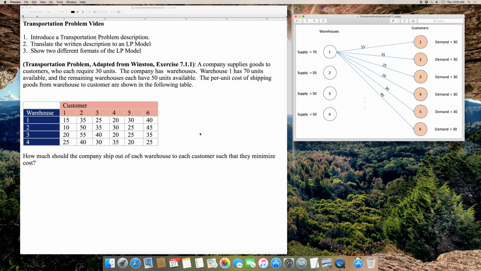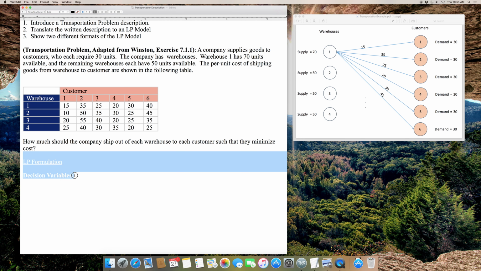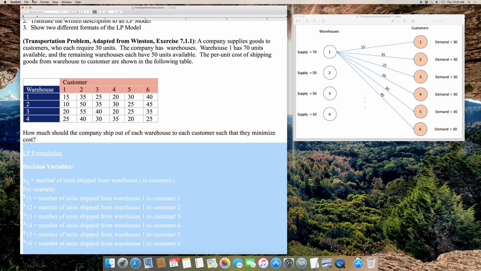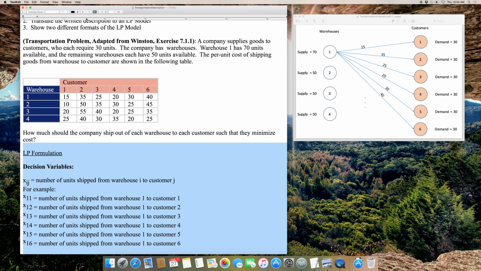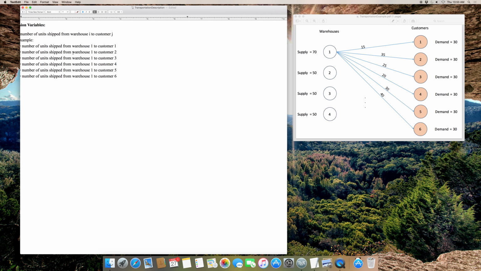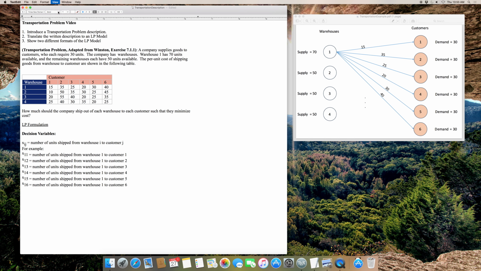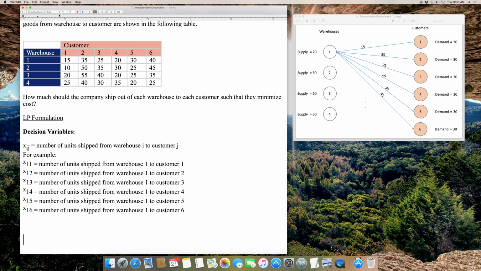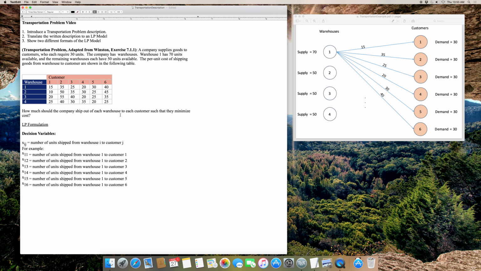And so what we're asking here is to first translate this written description to an LP model. And so I have stuff written out that I'm just going to reveal. And so first we need to determine what our decision variables are going to be, how we're going to define them. Sorry, it just zoomed out. Let me just zoom back in. Sorry about that, zooming out and in, but we need to determine our LP formulation.